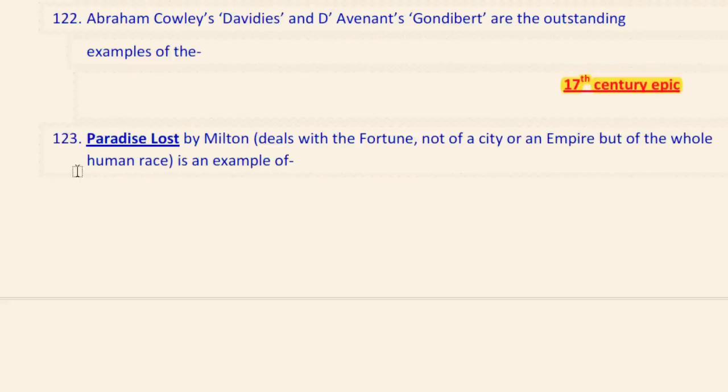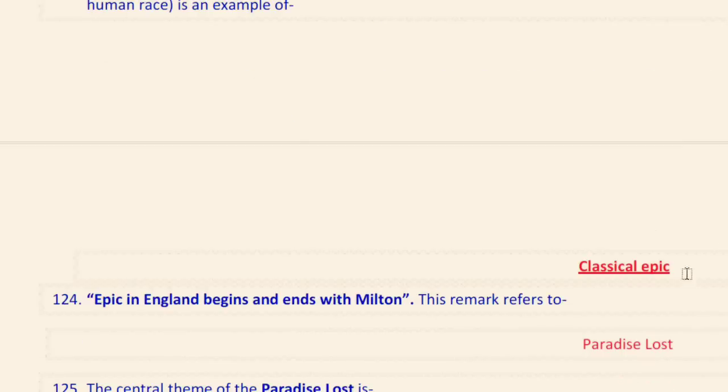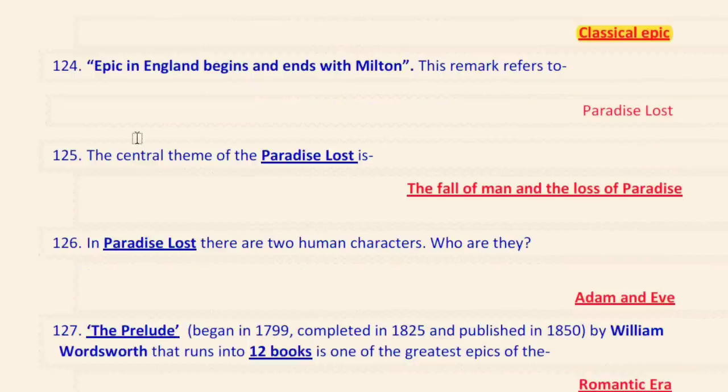Question number 123. Paradise Lost by Milton deals with the fortune not of a city or an empire but of the whole human race. It is an example of, the answer is classical epic. Now let's see question number 124. Epic in England begins and ends with Milton. This remark refers to, the answer is Paradise Lost.